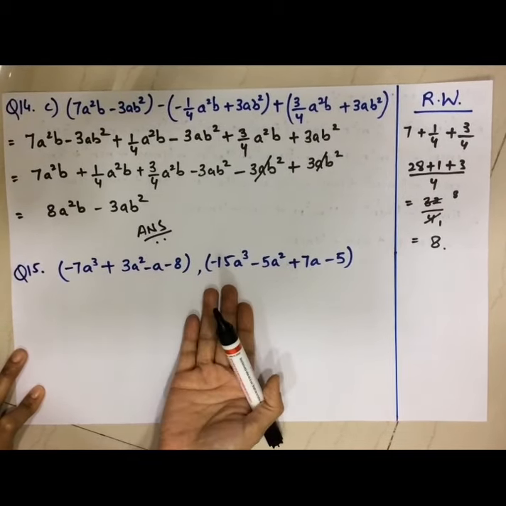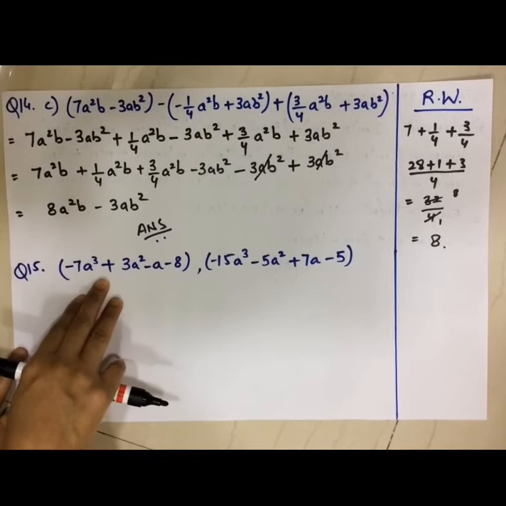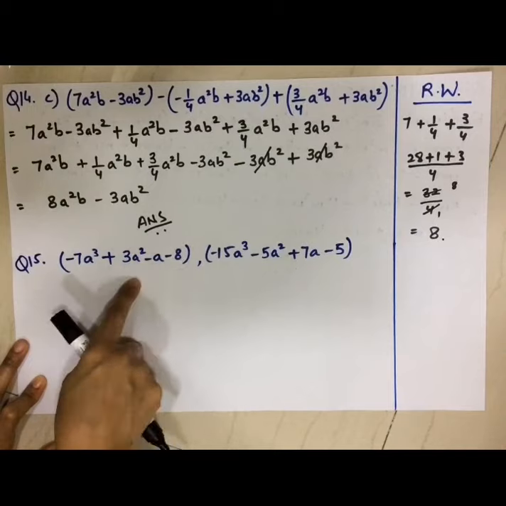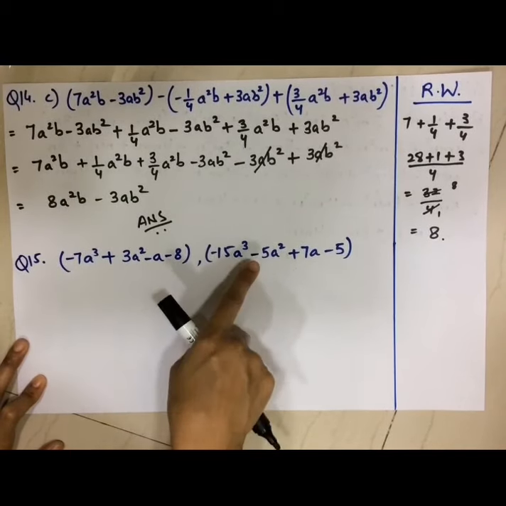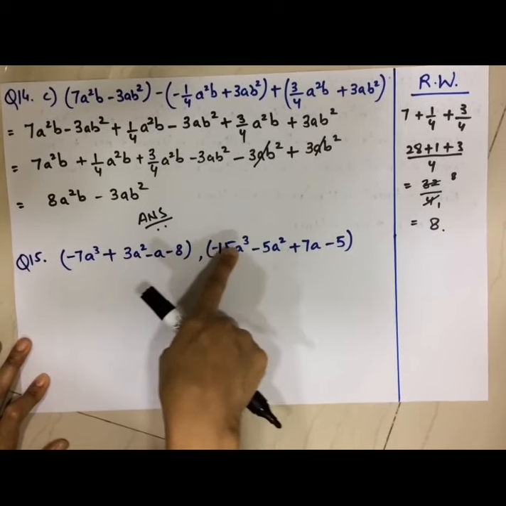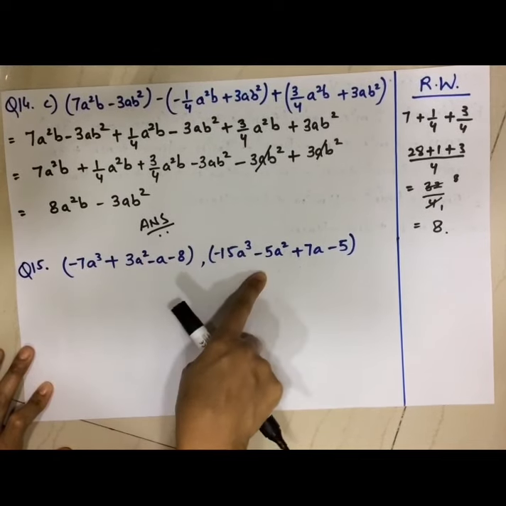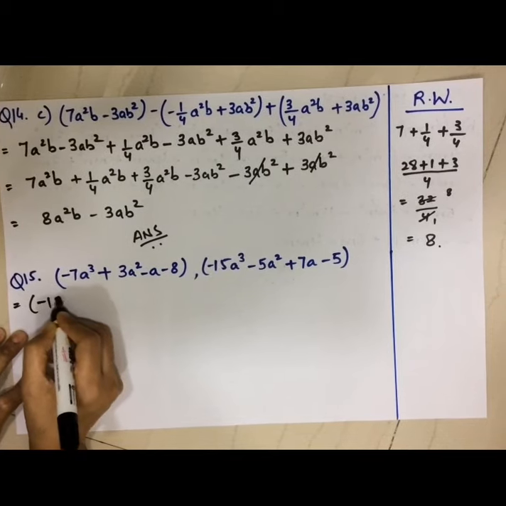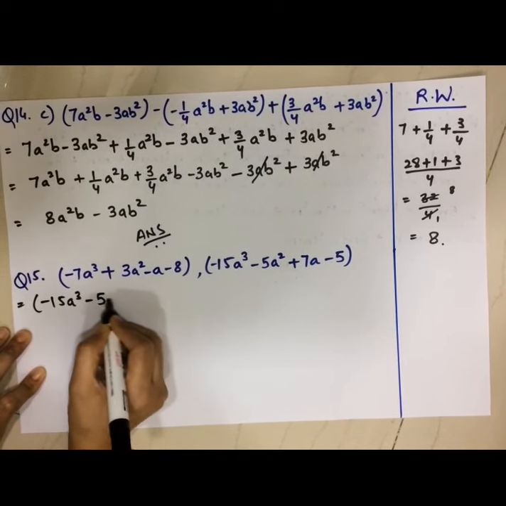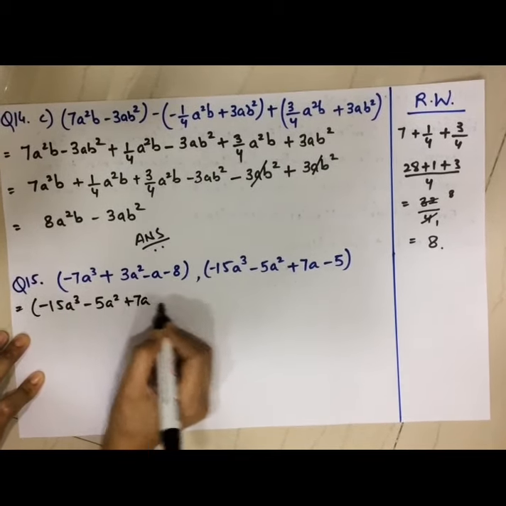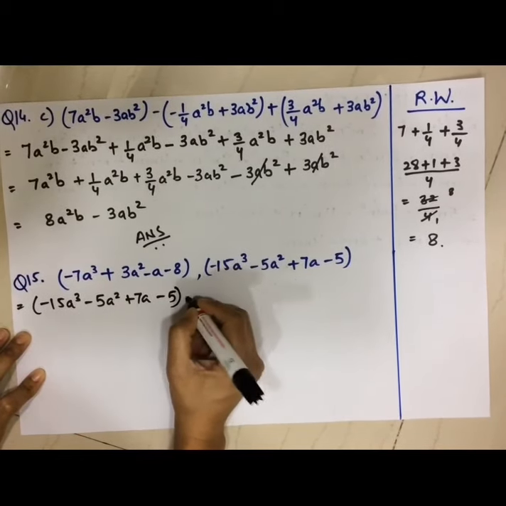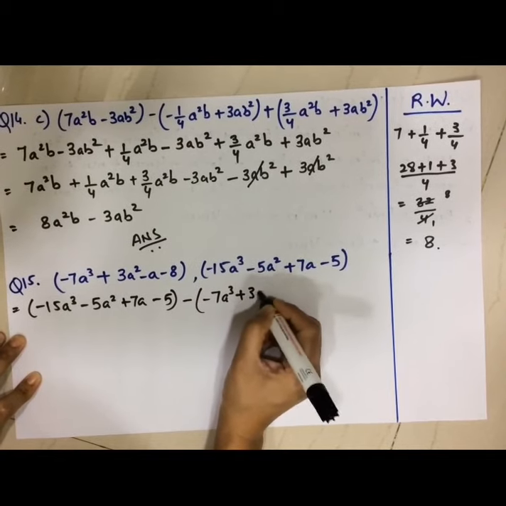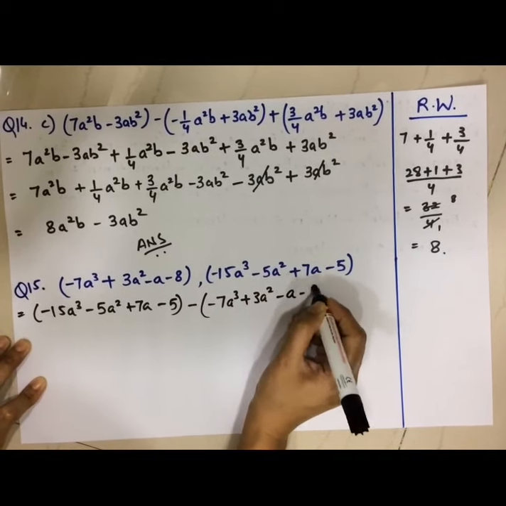To say in simple words, what should we add to 2 to get 3? So what we do is we subtract 3 minus 2, we get a 1. Similarly, we're going to subtract the first polynomial from the second polynomial. So it's like minus 15a cube minus 5a square plus 7a minus 5, this whole minus, 7a cube... minus 7a cube plus 3a square minus a minus 8.